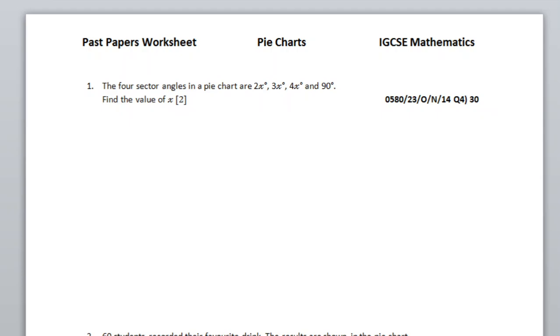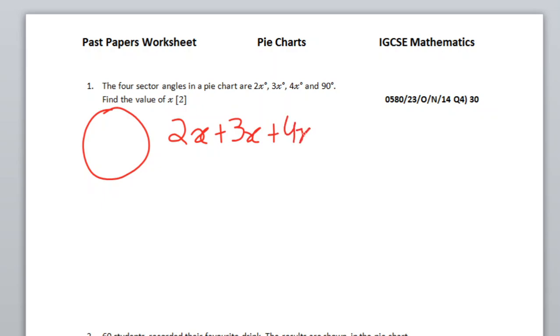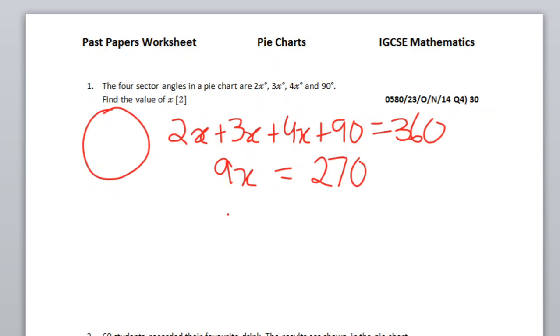So we know a pie chart is a circle, and a circle has a center O, and all angles originating from a center sum up to 360. So simply sum up all these angles and equate that with 360, and we get 2 plus 3 plus 4 is 9x. Take 90 to the other side, subtract from 360, we get 270. Then divide 270 by 9 and we get 30 degrees. So x is equal to 30 degrees.